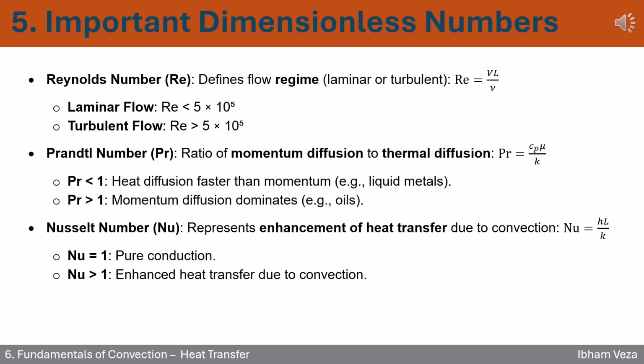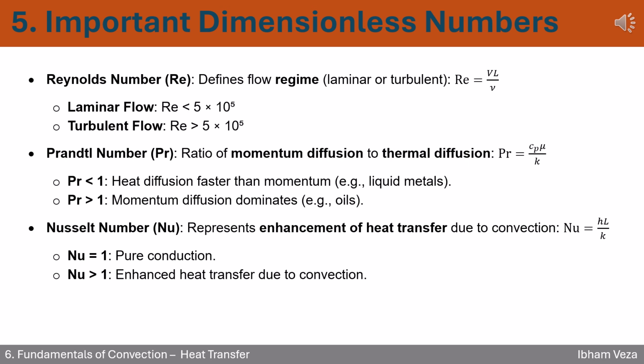5. Master the key dimensionless numbers. Let's simplify 3 essential dimensionless numbers you'll see in convection. Reynolds number, Re, tells us if the flow is laminar or turbulent. Formula: Re equals VL divided by nu. Laminar flow is Re less than 5 times 10 to the 5th, and turbulent flow is Re greater than 5 times 10 to the 5th.